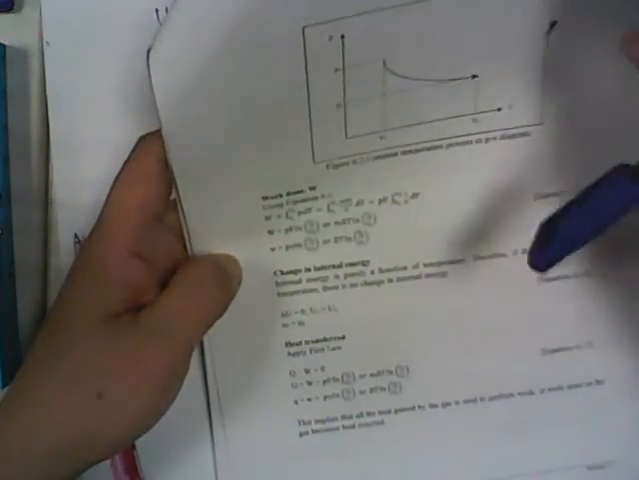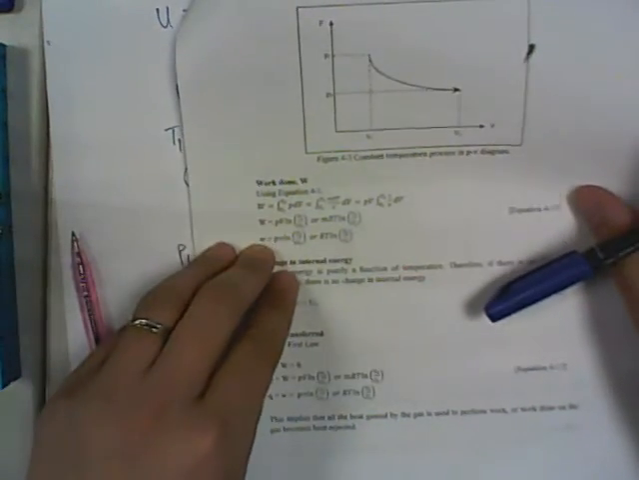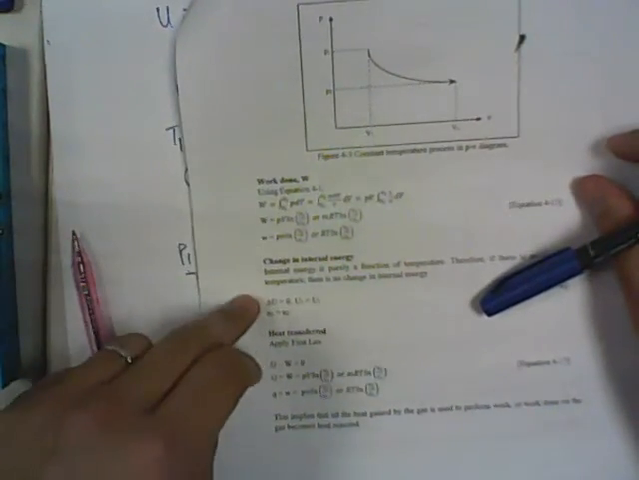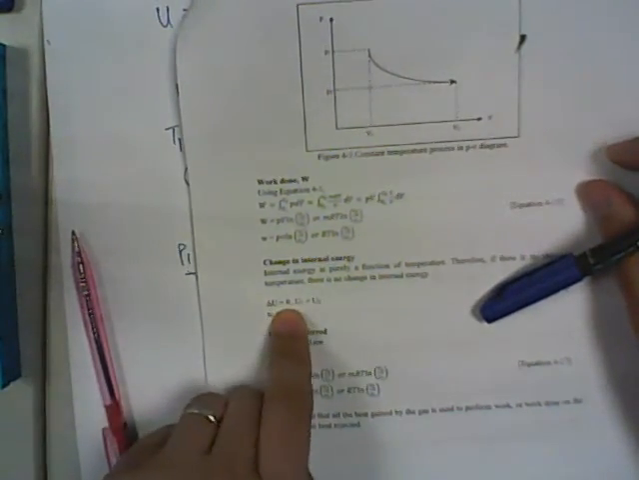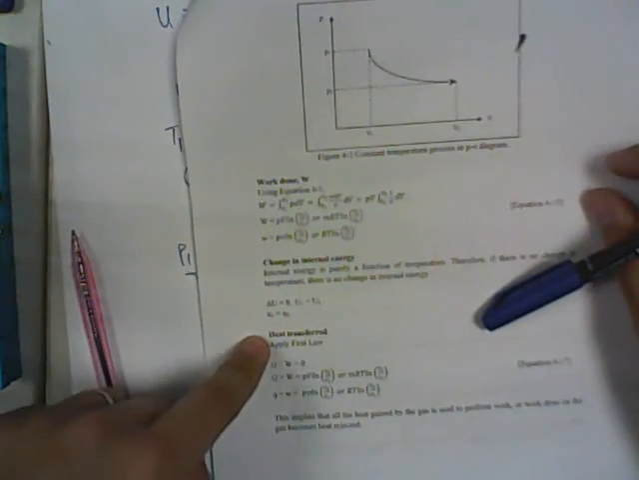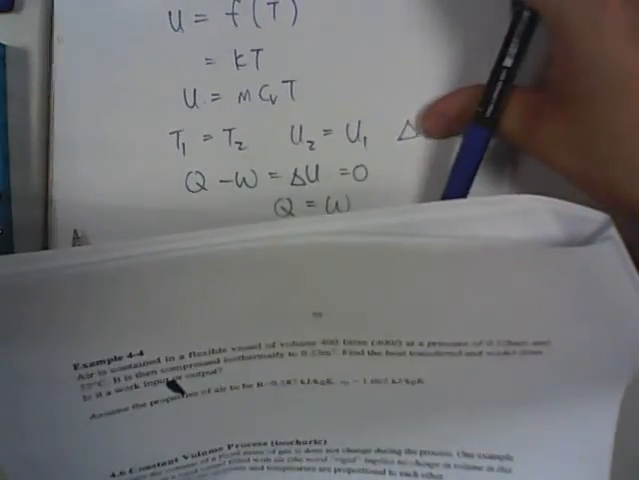And the subsequent pages show you how to derive the formulas for work done, change in internal energy, which is 0, and heat transfer. Okay, and let's talk about example 4-4.